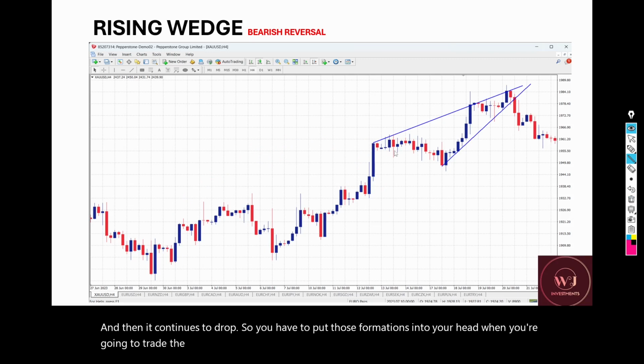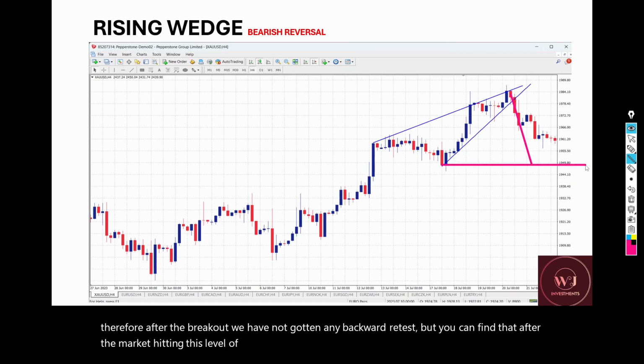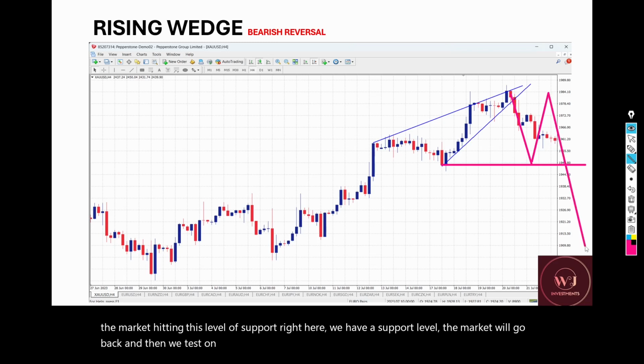So for example, you can see that right here we have our wedge, and after the breakout we have not gotten any backward retest. But you can find that after the market hits this level of support, right here we have a support level, the market will go back and retest that level and then come back downwards. So you also have to factor in this second level of retest as an entry point.